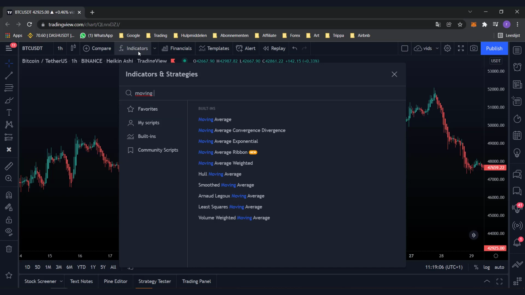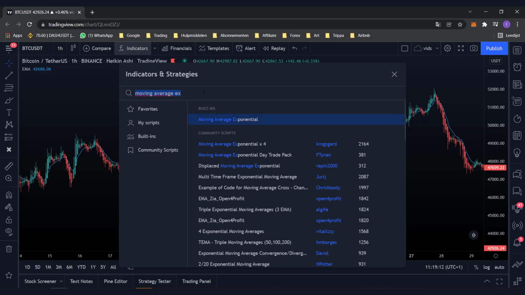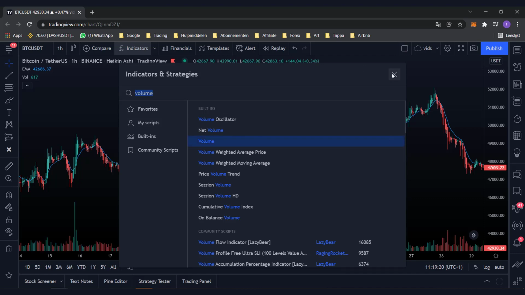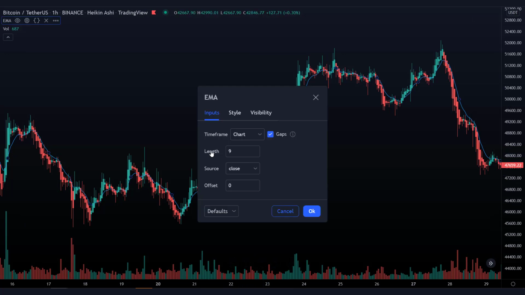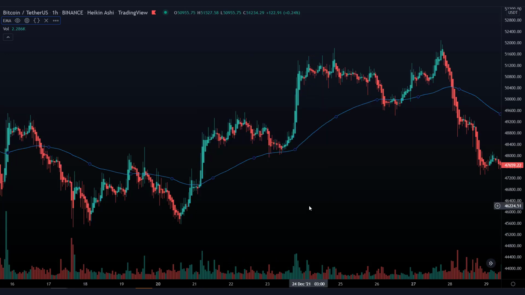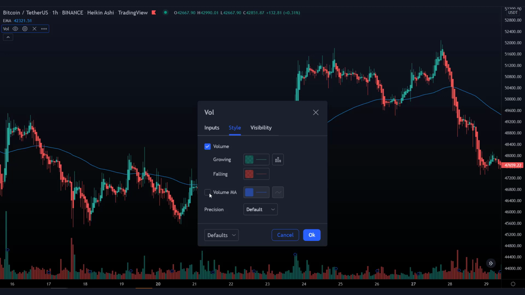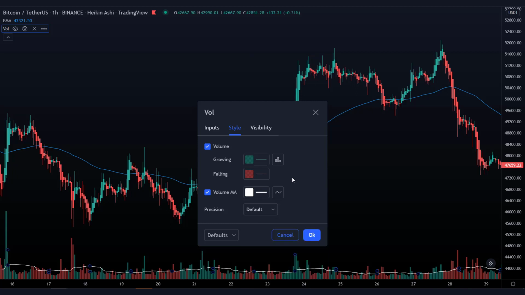Before we start we add two indicators to the chart. This is the moving average exponential and the volume indicator. We first have to adjust these two indicators. First double-click on the moving average and change the length to 100. This turns the line into a larger average. Then double-click on the volume indicator and turn on the volume MA. You can make this color white to distinguish it from the other moving average.